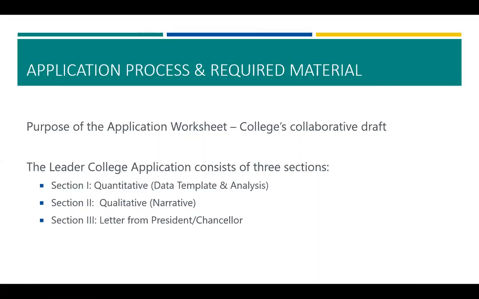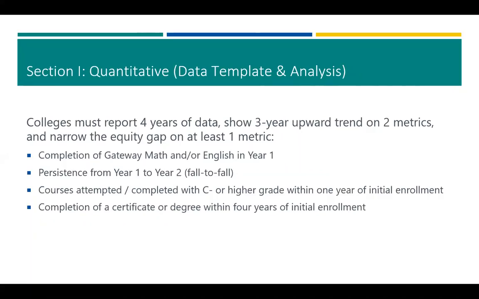This year's Leader College application consists of 3 segments. 1, the quantitative aspect that requires a data template and analysis. Section 2 is a qualitative narrative. And section 3 consists of a letter from the college president or chancellor. For quantitative data, colleges must report 4 years of data and show a 3-year upward trend on the 2 metrics selected, as well as evidence that equity gap or gaps are narrowed on 1 or more of the metrics.